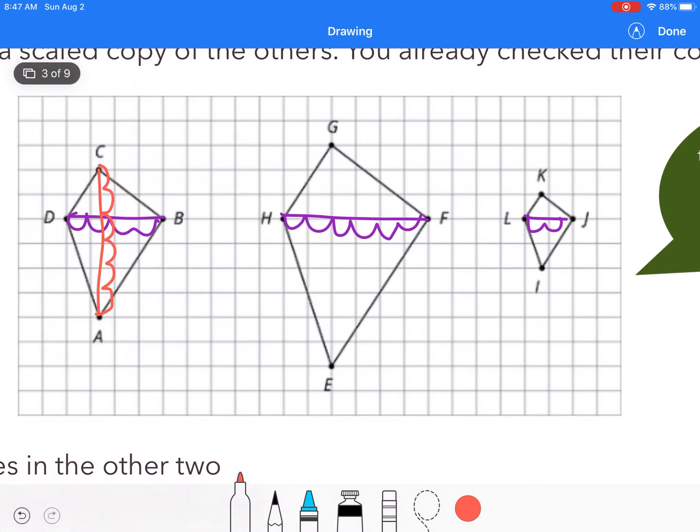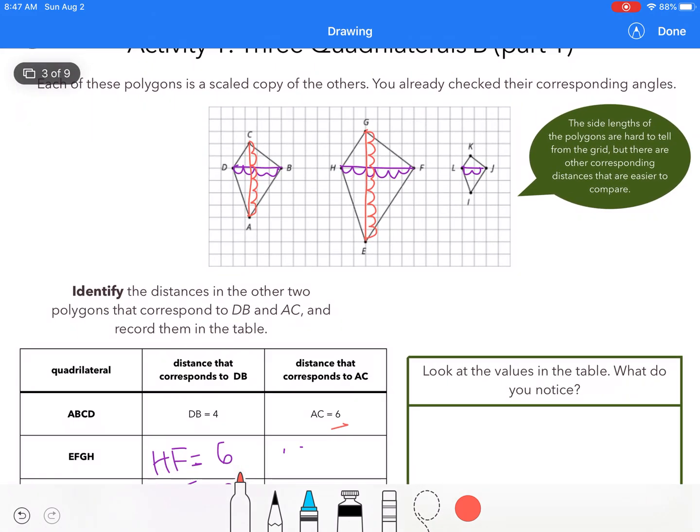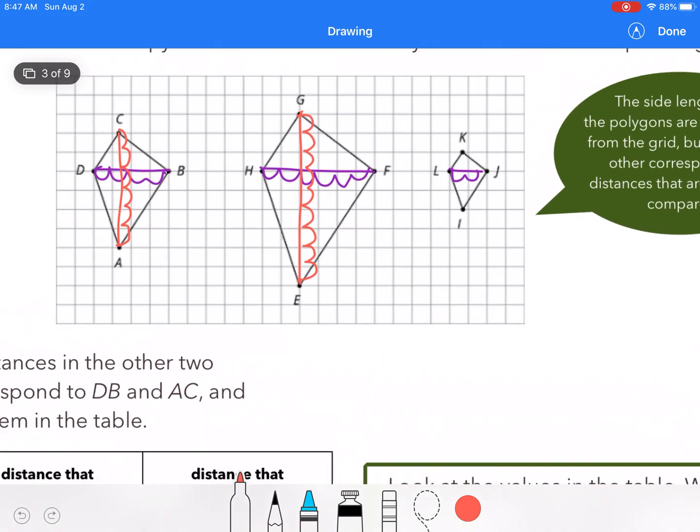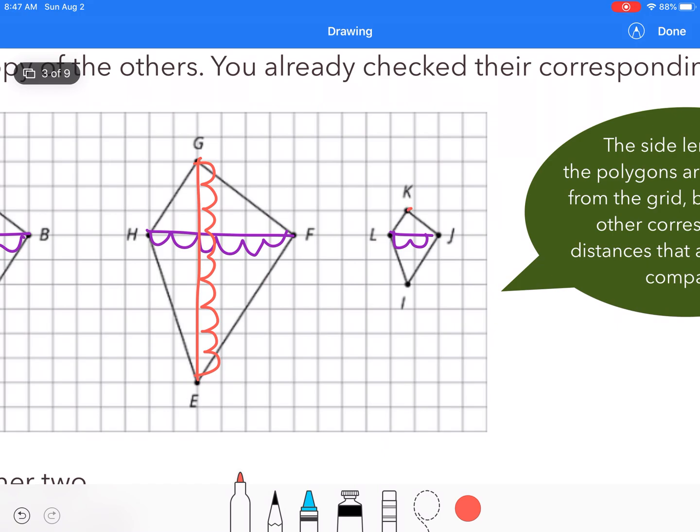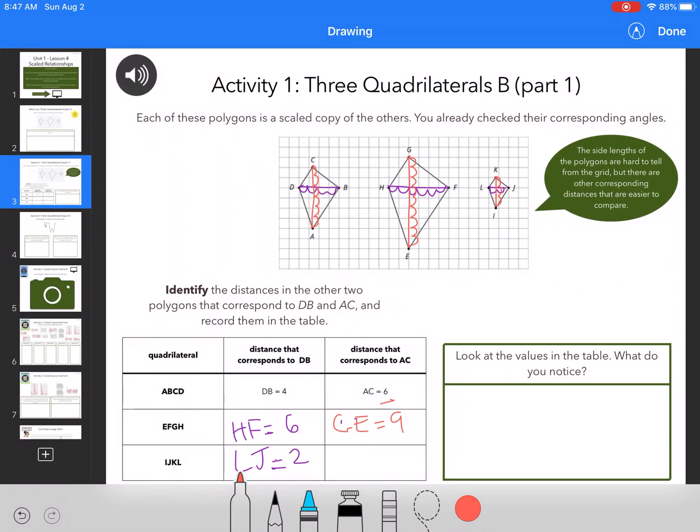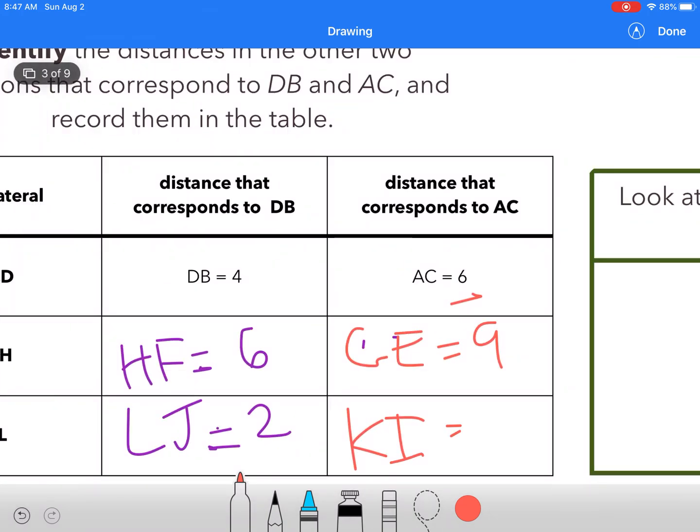So now I'm going to check the other ones. This one, thank goodness, is on the line. Makes it easier. 1, 2, 3, 4, 5, 6, 7, 8, 9. So GE is 9. So then I'm going to check. I'm counting the boxes. So that's 1, 2, 3. So KI is 3.